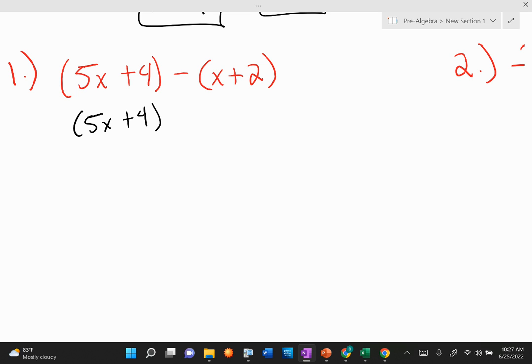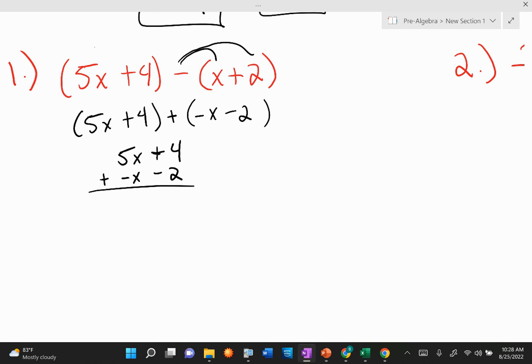Okay, so Katie is telling us that we need to use distributive property first. She put a plus sign in between the two sets of parentheses, and then that left us with minus x minus 2. Okay, now go ahead. 5x plus 4. What method are we using, vertical or horizontal? Okay, we're using vertical method. So we got 5x plus 4 plus negative x minus 2. And now we combine. What's 5x minus x?